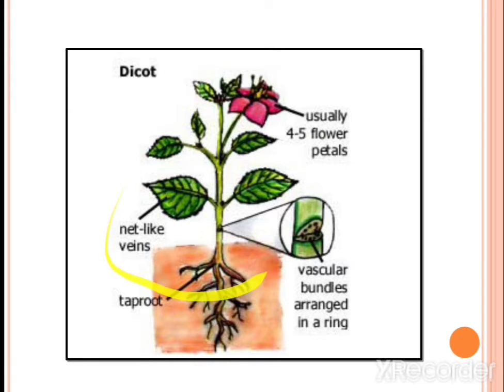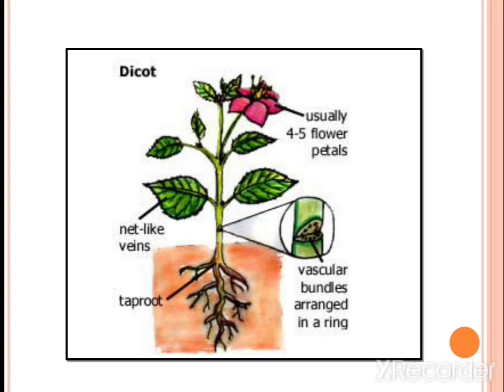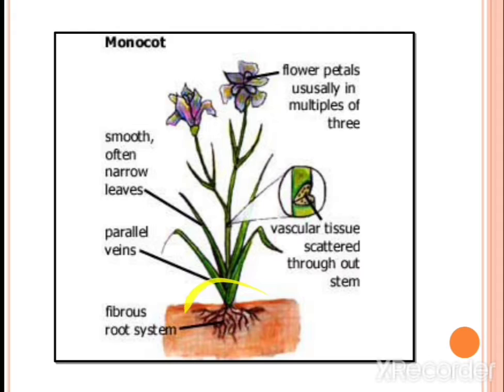See here, this is a dicot plant. This is the flower, the reproductive part of the plant. This is a monocot plant, and this is its reproductive part. Monocot plants have this type of root system, and in the case of dicot plants they show a taproot system. Both are shown here as a comparative study. Monocots show a fibrous root system, and dicots a taproot system.